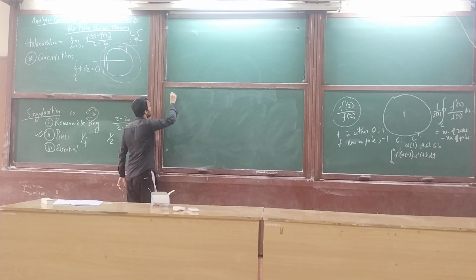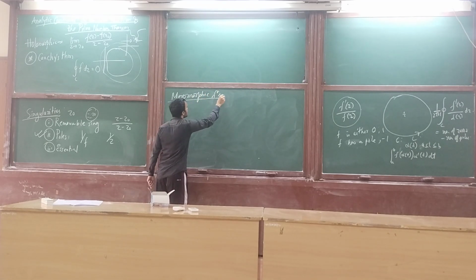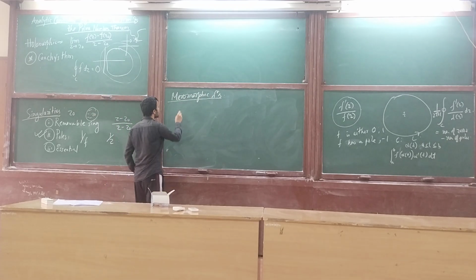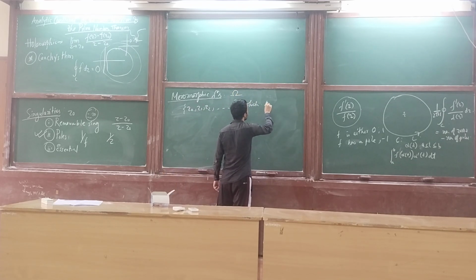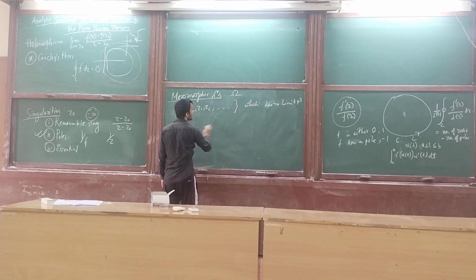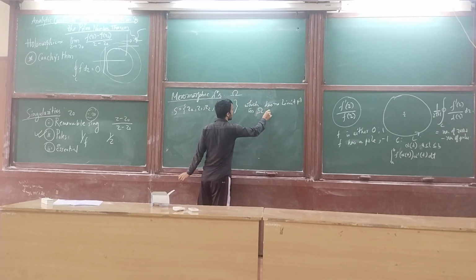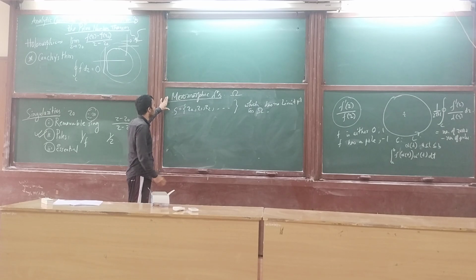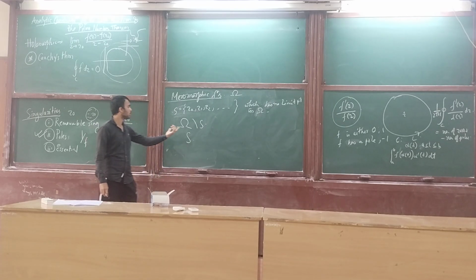Okay, so I will define one last notion, meromorphic functions. Meromorphic functions are something close to holomorphic. A function defined on an open set omega is meromorphic if there exists a set S of points which doesn't have a limit point in omega, such that the function is holomorphic outside this set and has poles in this set.